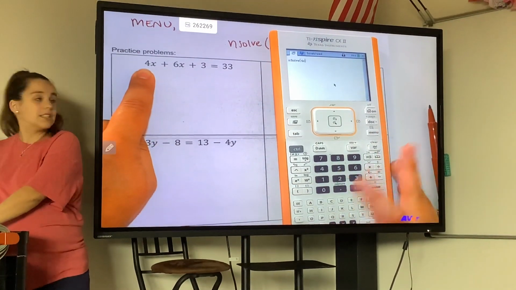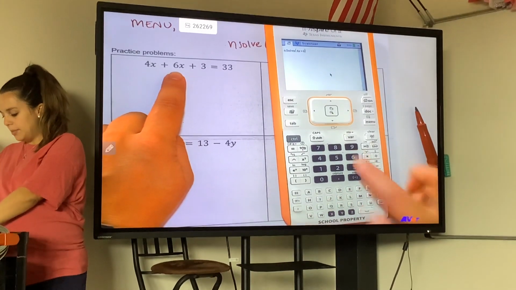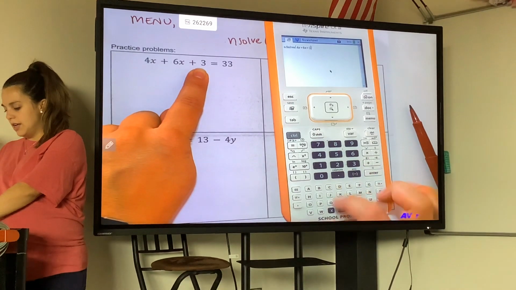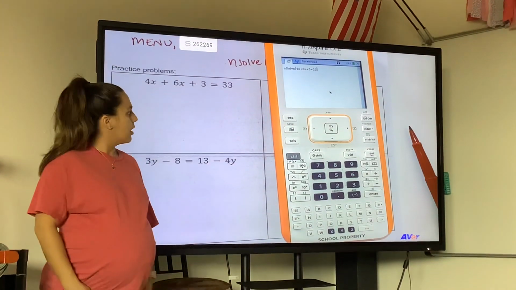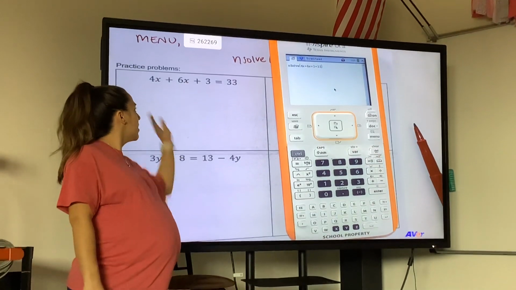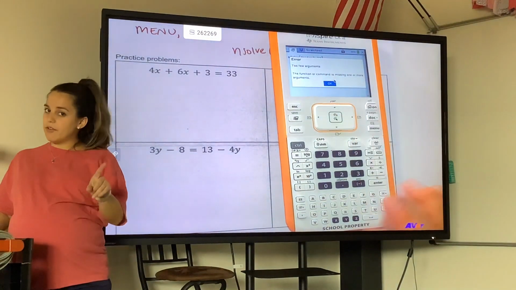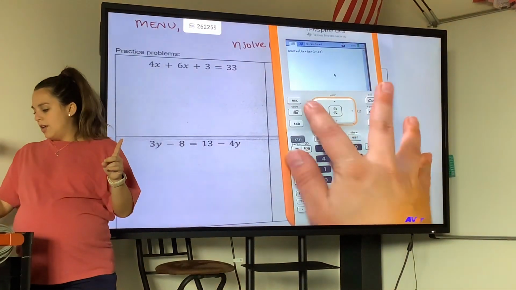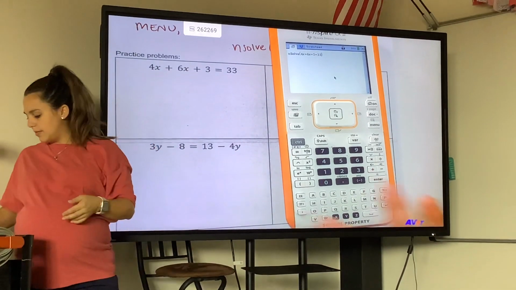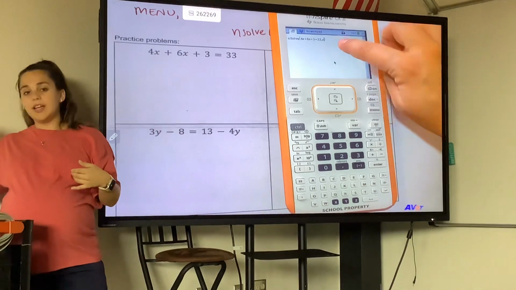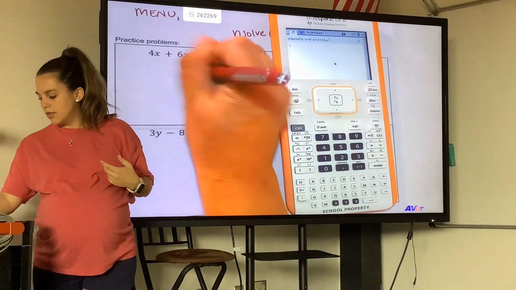We type 4x, literally the X from the keyboard, plus 6x plus 3, and then equals 33. I type it exactly the same as I would have typed it, or as I read it. Then at the very end, before I press enter, if you press enter without anything, it's going to give you an error. If you ever get an error, it's because you did something wrong. Inside the parentheses, you have to say comma X. If you do it on the outside, it'll give you an error. So you have to do it on the inside. Comma X, the answer is 3.